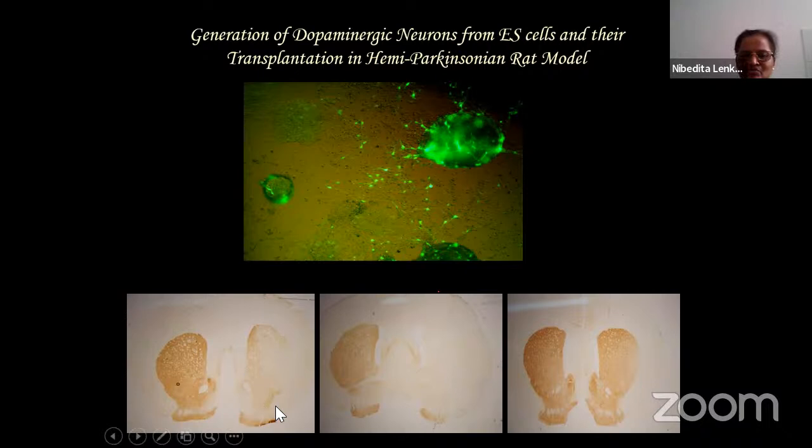So this is one side of the brain. In fact, by inducing a specific drug, we have developed a hemi-Parkinsonian model. One side is intact, another side has the degenerated cells. So after implantation, this is the restoration status. We have shown that the embryonic stem cell derived neural stem cells are in fact capable of restoring the function or regenerating the cells that have been damaged.